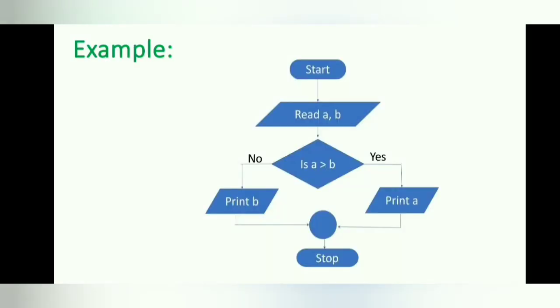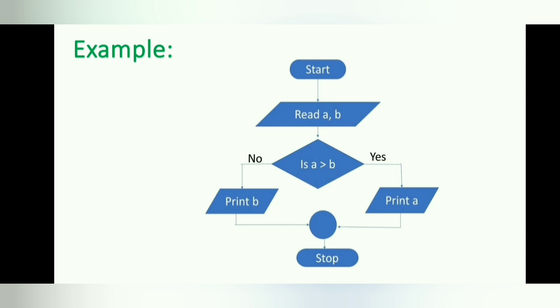This flowchart finds out the maximum between two numbers. The first symbol is a terminal symbol which is tagged as start. This symbol indicates the beginning of the flowchart. The second symbol is an input-output symbol tagged as read a, b, which reads two numbers and stores them in the variables a and b.